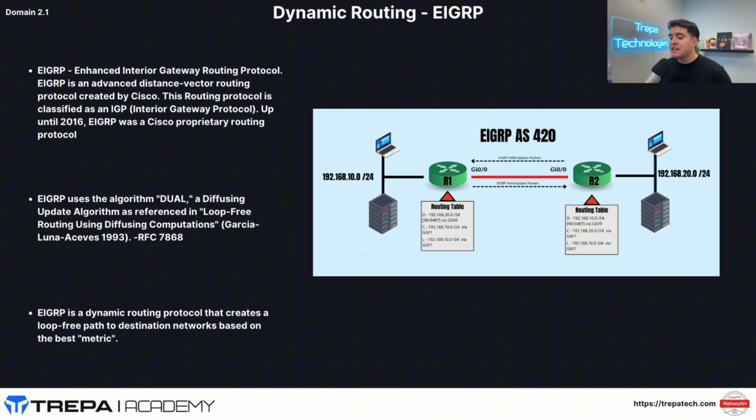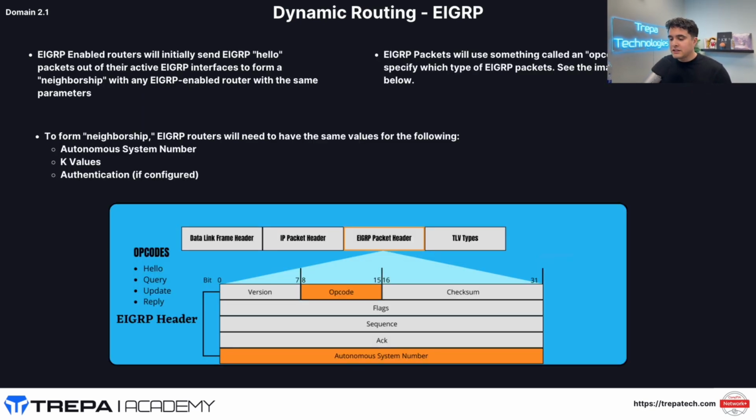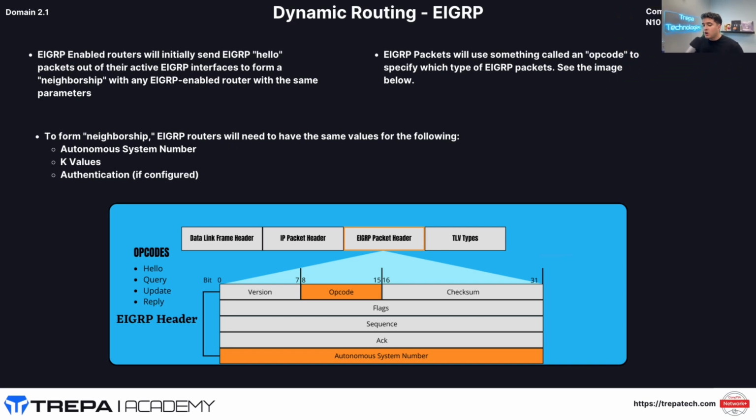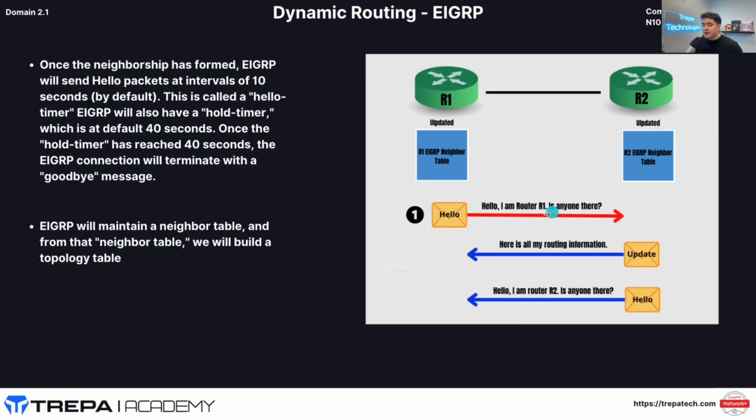So if you ever want to see how EIGRP determines the best path from EIGRP learned neighbors, it uses the DUAL algorithm. You can read about it. So EIGRP is a dynamic routing protocol that creates a loop-free path to destination networks based on what's called the best metric. EIGRP's metric is going to be determined by something called K values, which we'll talk about in just a second. Now, establishing EIGRP routing domains.